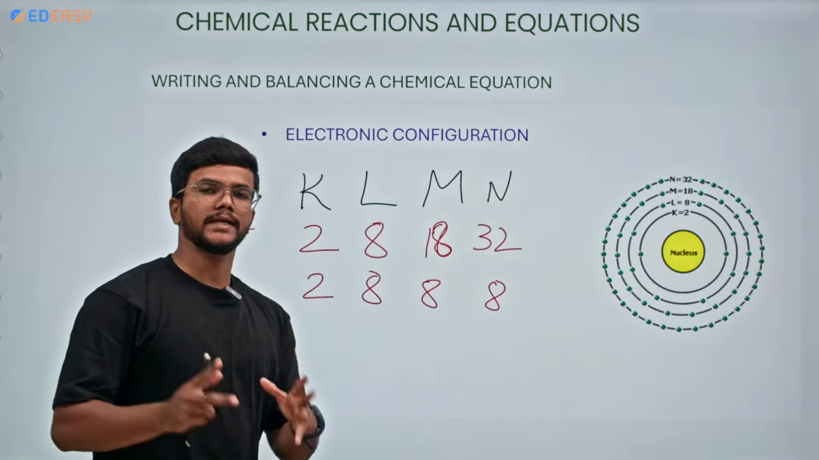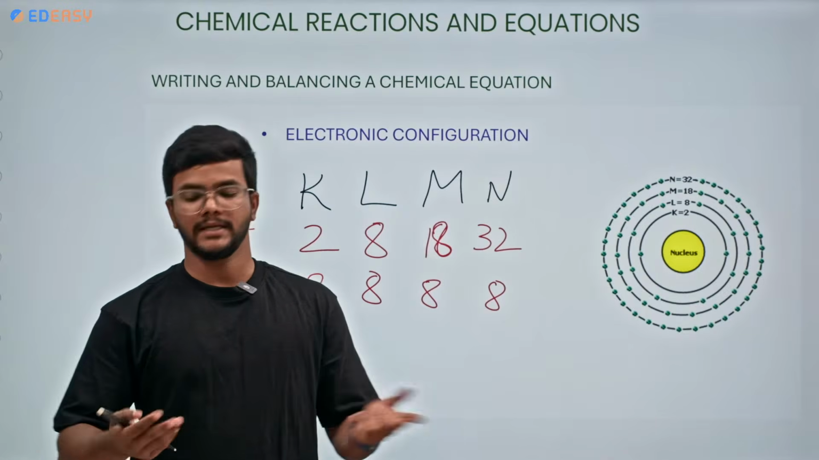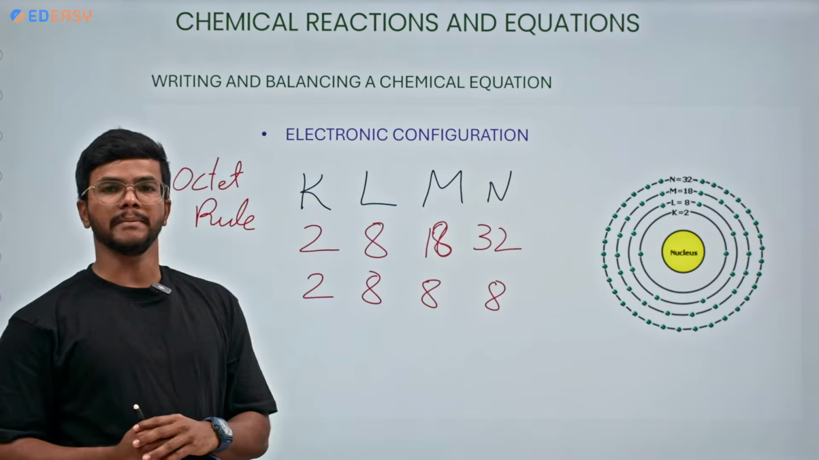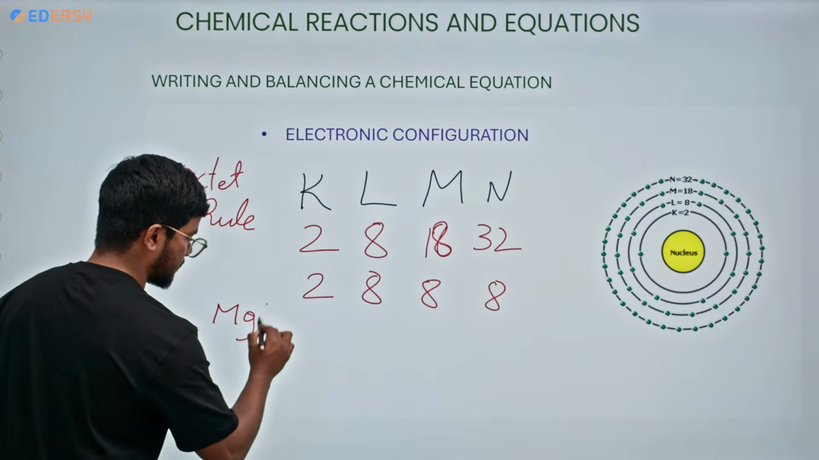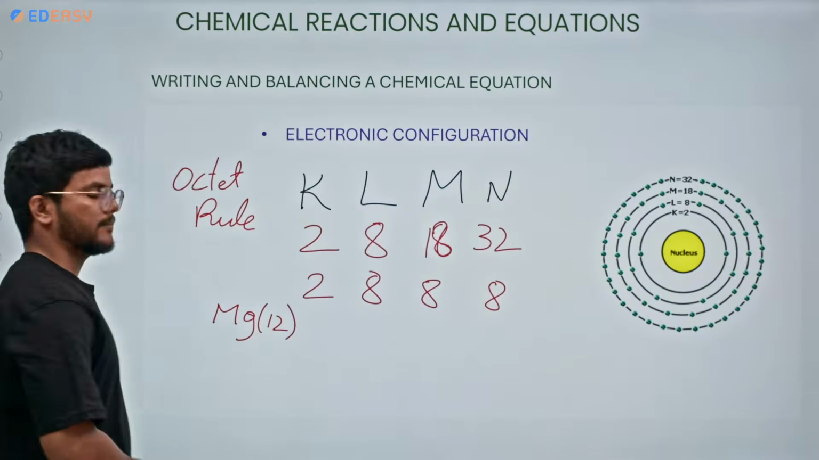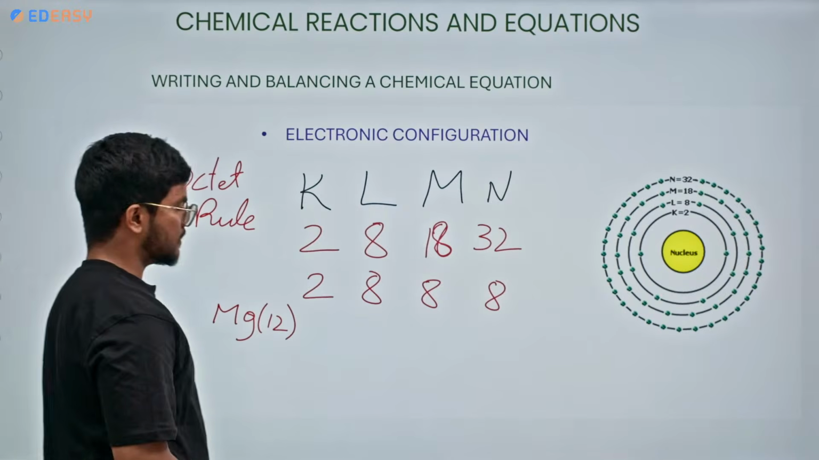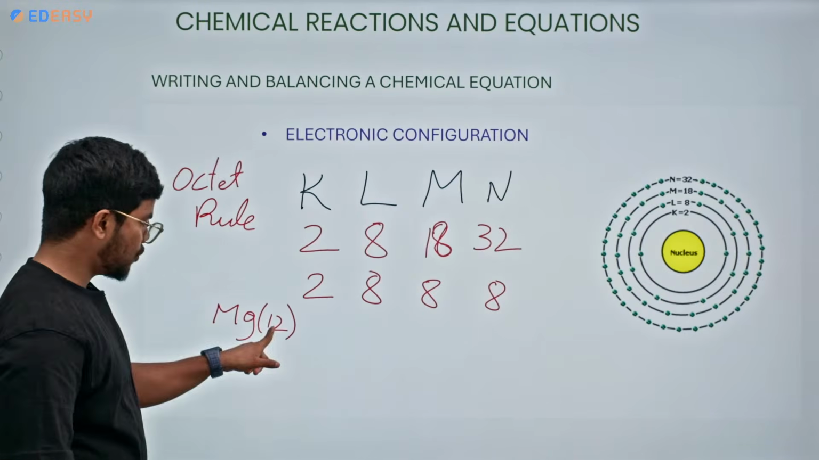Yes. So we can take one example, magnesium. Why only magnesium? We can take another example also. First, we will take magnesium. What is the magnesium atomic number? 12. Magnesium atomic number is 12. So how can we fill the electrons in the shells? There are 12 electrons.